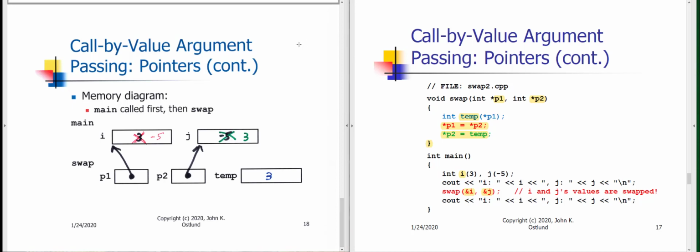Okay, so that's how we can use a combination of pointers with the call by value argument passing to cause a function that you call to change variables back in the calling function. Swap was able to change variables in main.